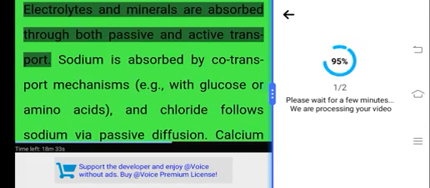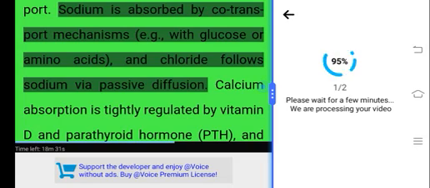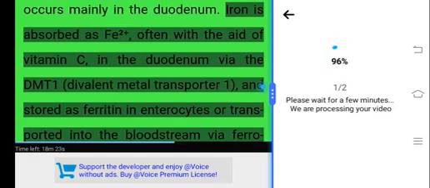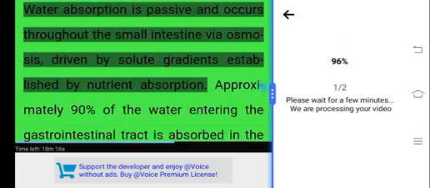Electrolytes and minerals are absorbed through both passive and active transport. Sodium is absorbed by co-transport mechanisms, for example with glucose or amino acids, and chloride follows sodium via passive diffusion. Calcium absorption is tightly regulated by vitamin D and parathyroid hormone, PTH, and occurs mainly in the duodenum. Iron is absorbed as Fe2+, often with the aid of vitamin C, in the duodenum via the DMT1, divalent metal transporter 1, and stored as ferritin in enterocytes or transported into the bloodstream via ferroportin.